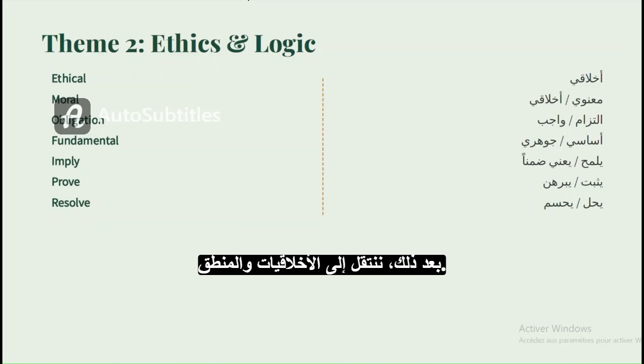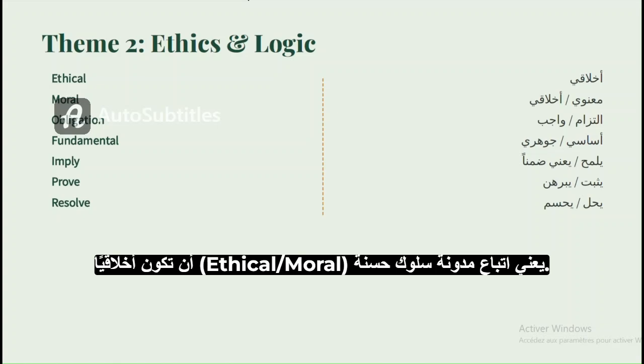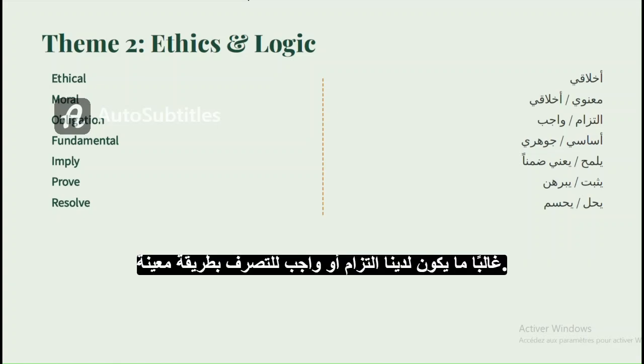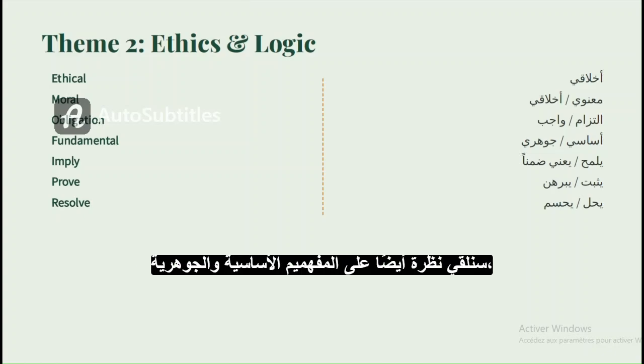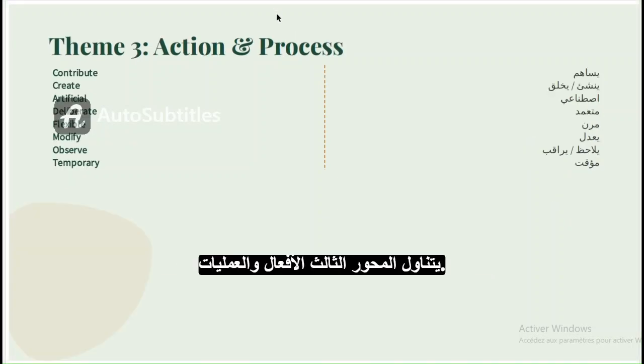Next, we move to ethics and logic. These words help us discuss right and wrong. Being ethical or moral means following a code of good behavior. We often have an obligation or a duty to act in a certain way. We will also look at fundamental concepts that are basic and important and learn how to prove or resolve logical problems. The third theme covers actions and processes.